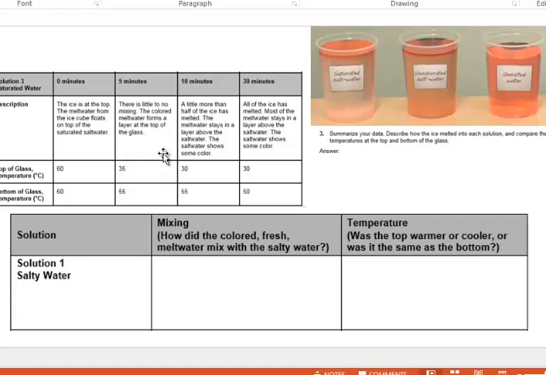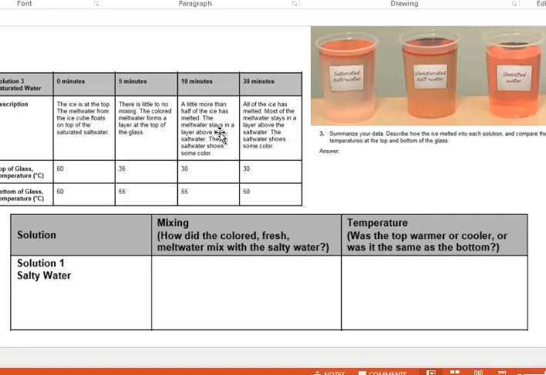After 5 minutes, the top of the glass is significantly colder than the bottom at 35 degrees, and the bottom is at 55. But there is little to no mixing. The colored meltwater is staying at the top. After 10 minutes, a little more than half of the ice is melted.